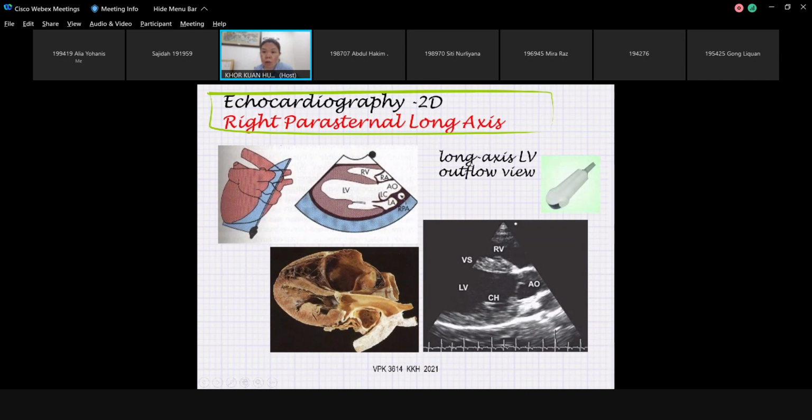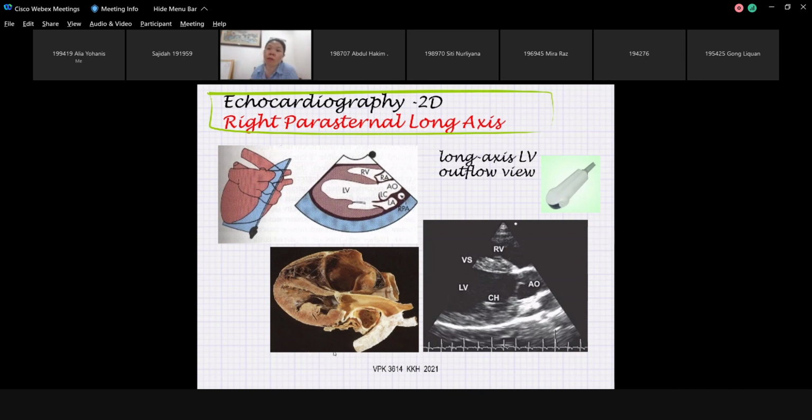For the long axis left ventricular outflow view, you will see the aorta. This is the left atrium, left ventricle, right atrium, right ventricle. You will see the aorta if it is the left ventricular outflow view. So the aorta and the aortic valve. Aorta, aortic valve. Left atrium, left ventricle, aorta. Okay, I'll play one more time.